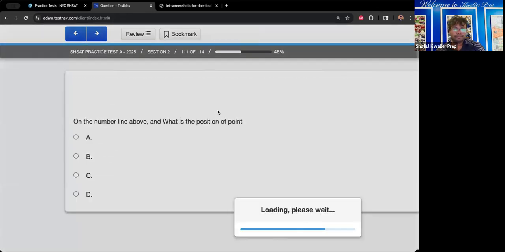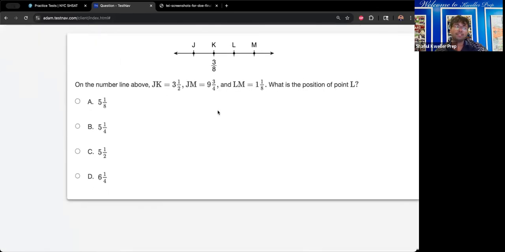Okay, next one. Given a number line, what is the position of point L? Wow, they don't even give the length of JM and LM. So we have to go back to J, go to M, and then go to L. Interesting. JK is 3 1/2.